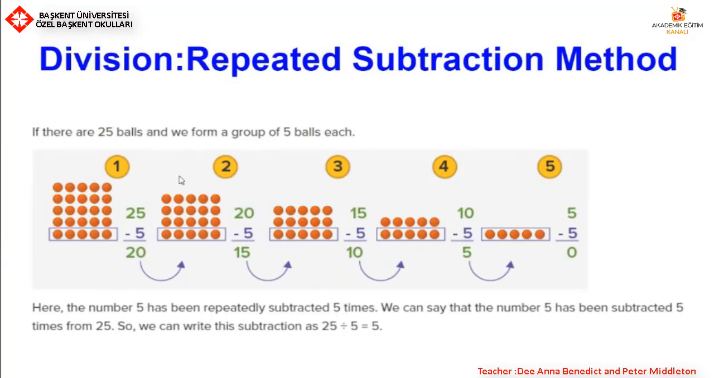Division repeated subtraction method. Again, you can see for the same method that there are 25 balls and we want to form groups of 5. And you can see here that they make different groups with 5 balls, and there are 5 groups of 5. So they kept subtracting 5 from the group to get the answer. So 25 divided by 5 is 5.